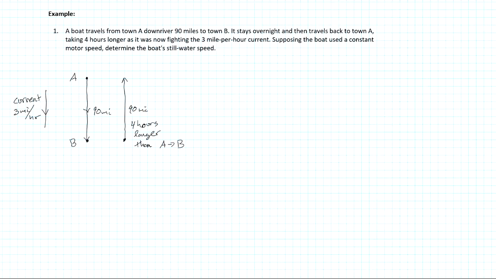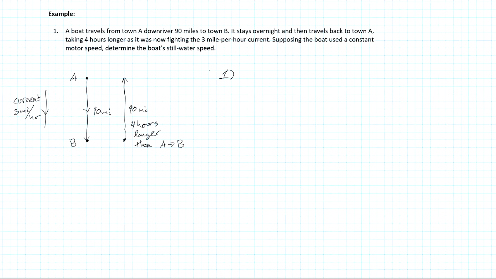So when we're going down from A to B, the speed of our boat's going to be helped by the current, right? It's going to be sped up by that current. And then on the way back, it's going to be hindered, slowed down by that current. So suppose the boat used a constant motor speed, right? So you just set the engine on whatever it is, and we want to determine the boat's still water speed.